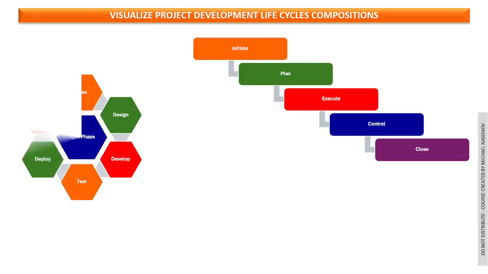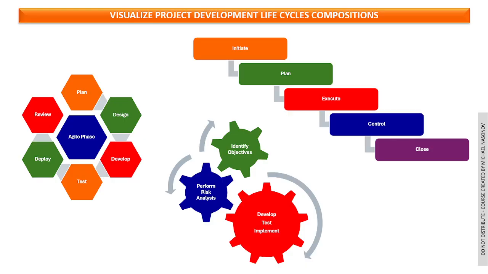Second is definitely the agile phase, or cycle, or sprint, where you plan, design, develop, test the developed product, deploy into production, review the sprint, and you continue as a circle all over again until you complete your product. Third one, obviously, increments, where you identify objectives, perform some kind of analysis, research and development, develop, test, implement.